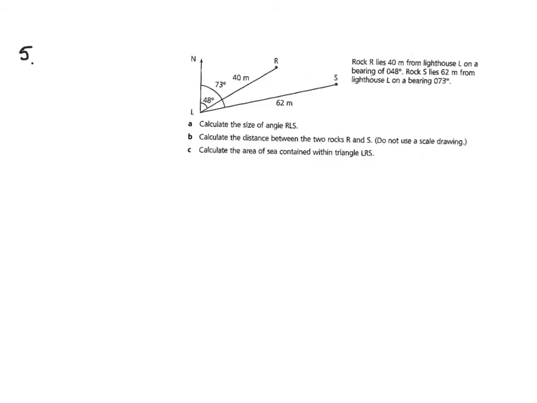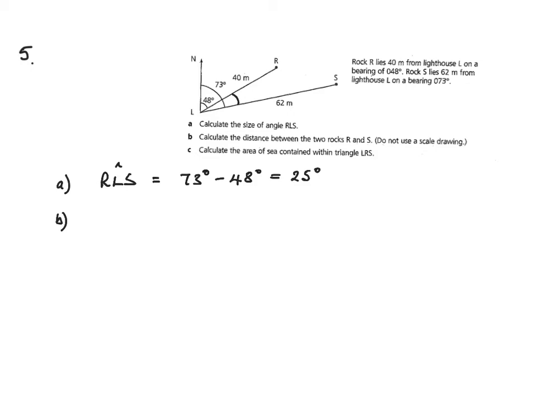Question on trigonometry. We want to work out the size of angle RLS, which is this angle in here. It's a nice simple thing to do. Angle RLS is found by subtracting the smaller from the larger, so it's 73 degrees take away 48 degrees, and that gives us 25 degrees. Next thing to do is to work out the length of RS.